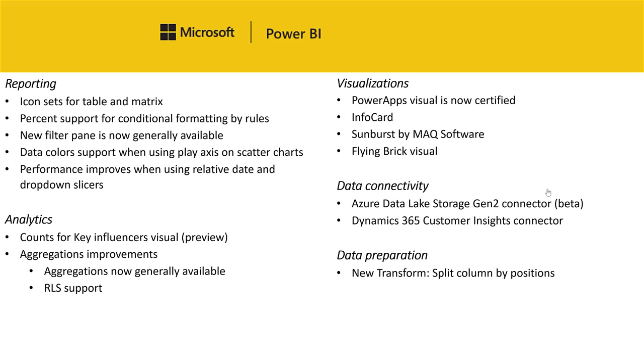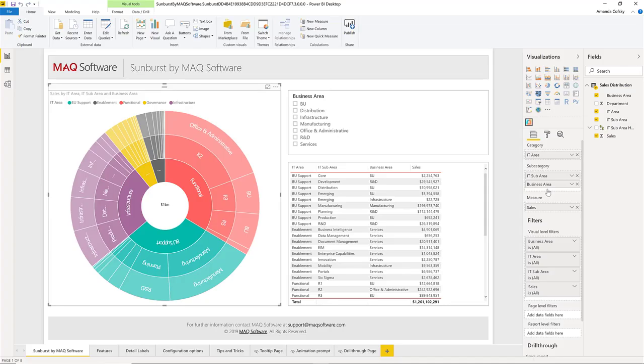Next up is the Sunburst Visual by MAQ Software. A sunburst is very similar to a donut chart, but it has concentric rings to show the hierarchy of your data. Again, switching over to the sample that you can find on AppSource, you'll see that this is the Sunburst Visual, and the inner ring is the main category that you are looking into, and then each of the rings outside of that is breaking down those inner rings by the next level of the hierarchy.